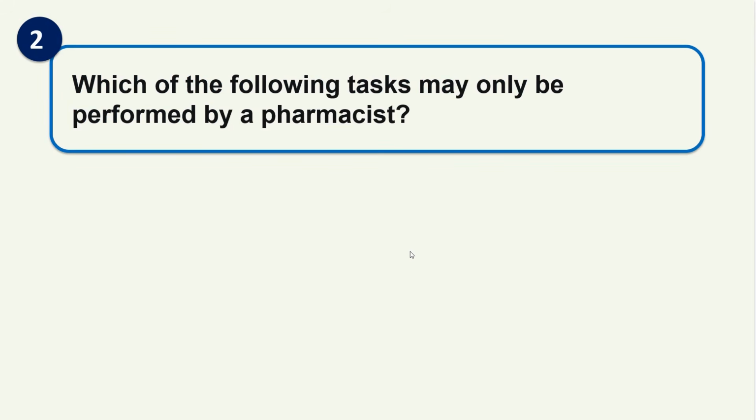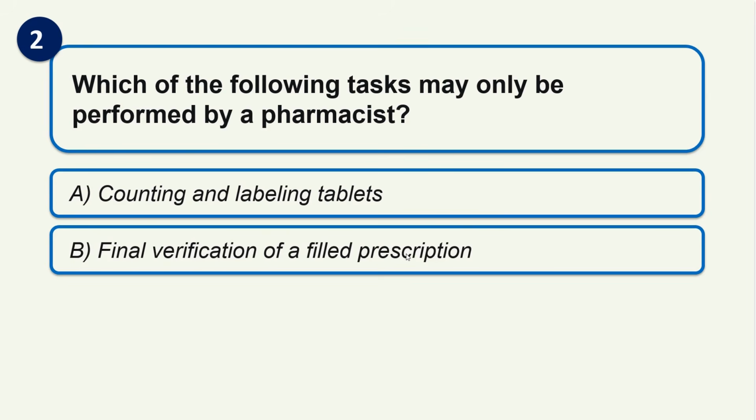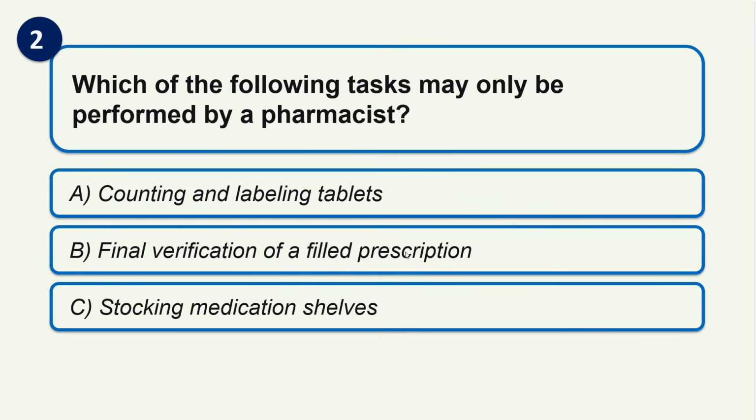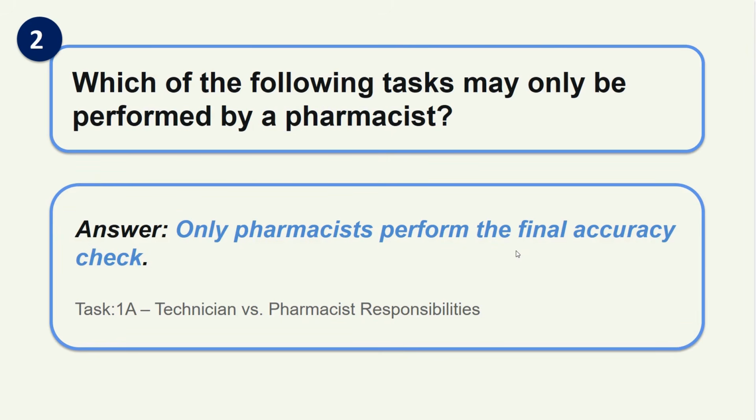Next, which of the following tasks may only be performed by a pharmacist? A. Counting and labeling tablets. B. Final verification of filled prescription. C. Stocking medication on the shelf. D. Ensuring expiry dates of medication on the shelves. The correct answer is final verification of filled prescription. So final verification of a prescription is only performed by the pharmacist.